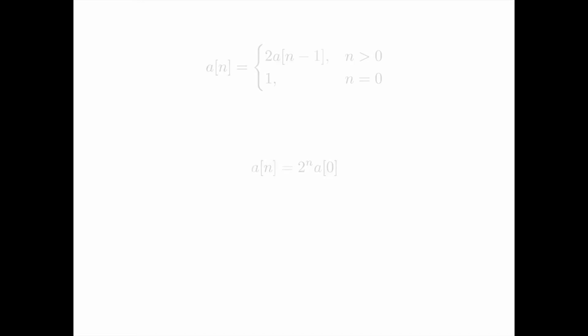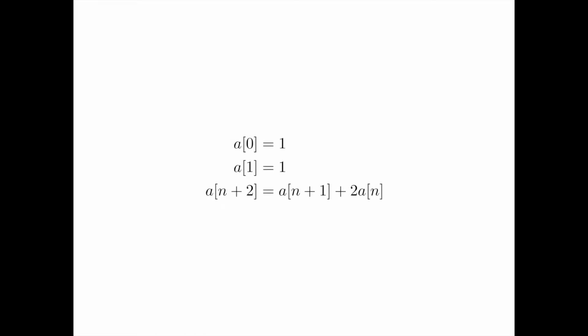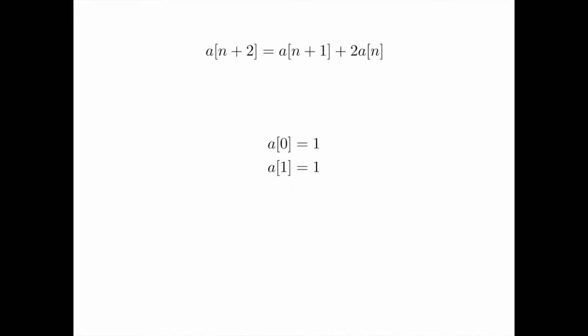Let's look at a different recurrence relation that shares some of the same properties. Just like with the previous recurrence, we can uniquely determine all the values of a of n. So a of 2 is equal to a of 1 plus 2 times a of 0, which is 2 plus 2 times 1, which is 3.